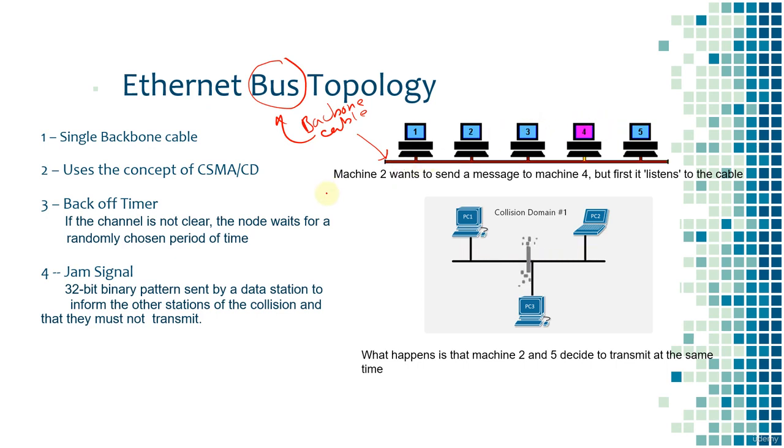Let's suppose machine 2 wants to send a message to machine 4, so it listens to the cable. First of all, this machine will send some kind of signal on this cable to find out whether all machines are in a silent mode or idle. If the cable is idle, then only 2 is going to send a message to 4, and vice versa. So this is how the bus topology works in the old days.